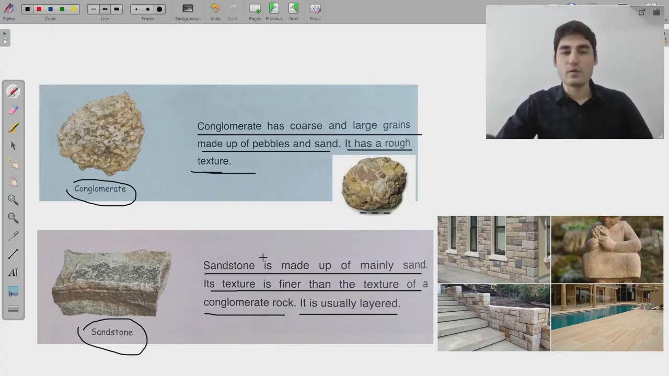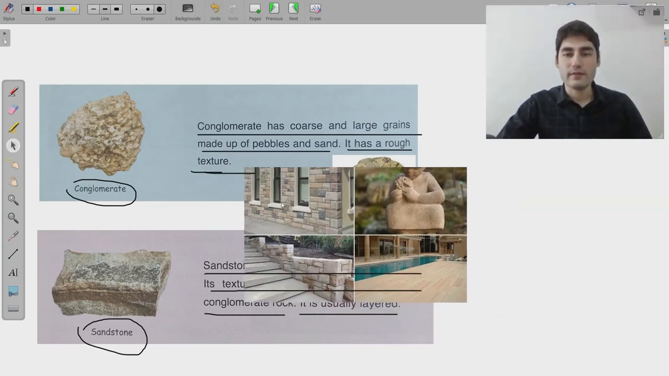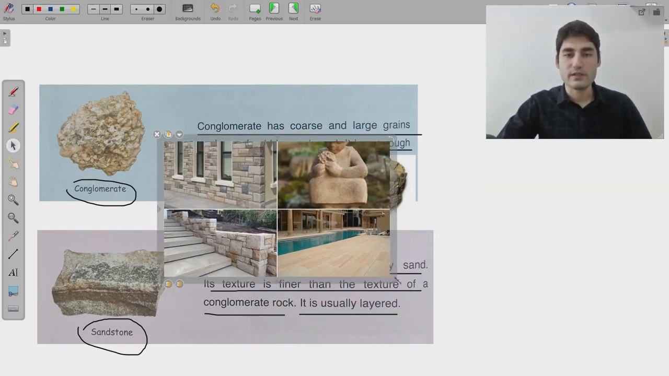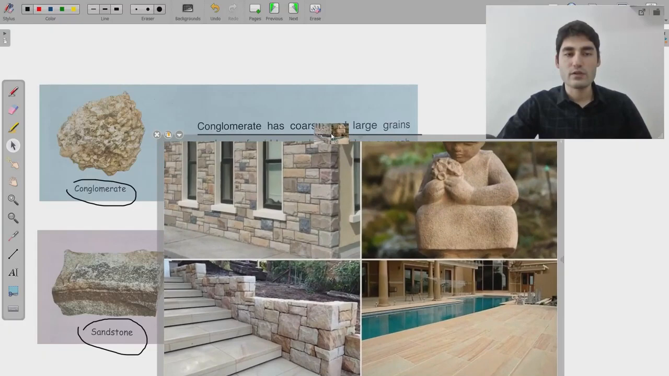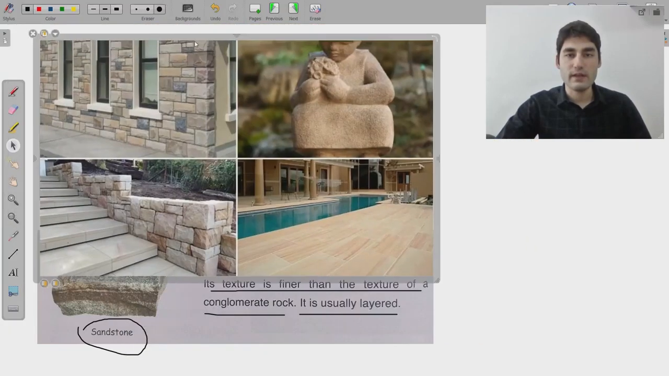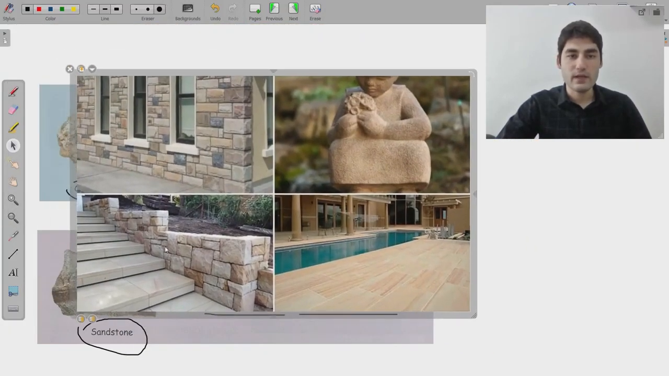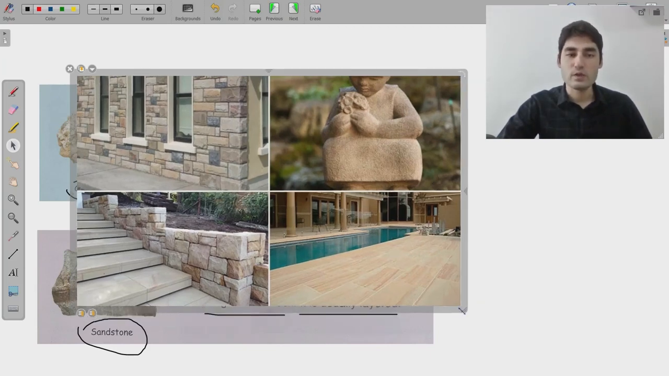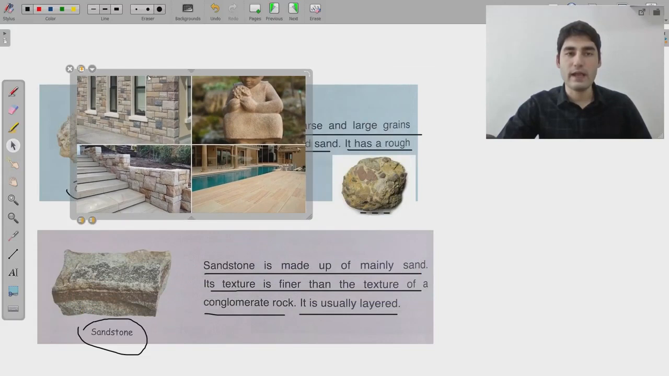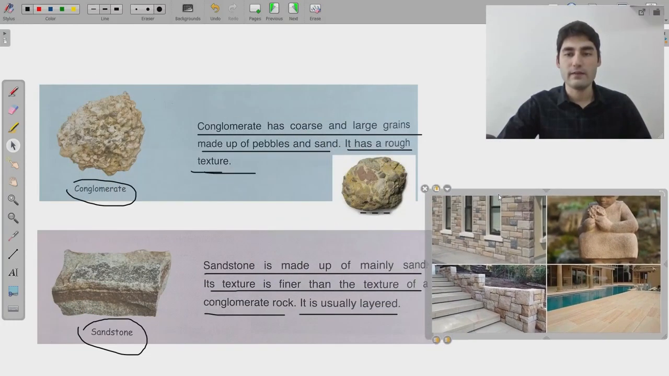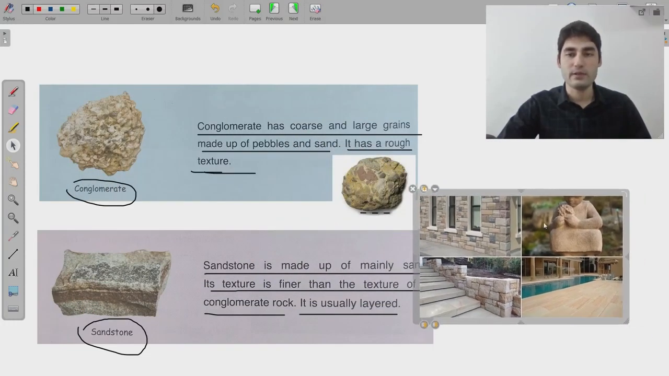Okay? So what are some examples of sandstone in everyday life? Look at these pictures. We can use sandstone in daily life. See? We can make walls like this. We can make floors like this. Okay? So we can use sandstone in everyday life. This is an example.